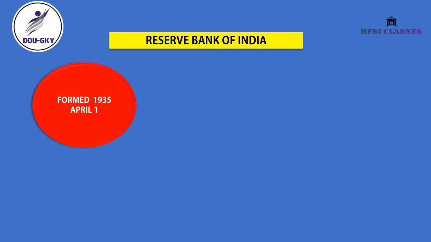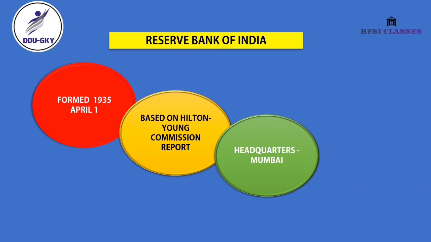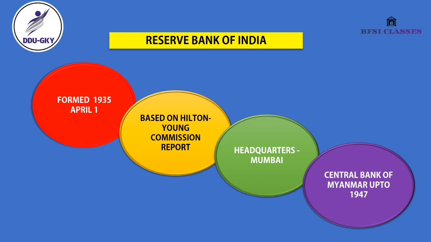RBI is the apex authority to control all commercial banks in India, and it was formed on April 1st, 1935 based on the Hilton Young Commission report appointed by the British government. Even though Kolkata was the first headquarters of RBI, at present it is headquartered at Mumbai. It was also the central bank of Myanmar up to 1947.